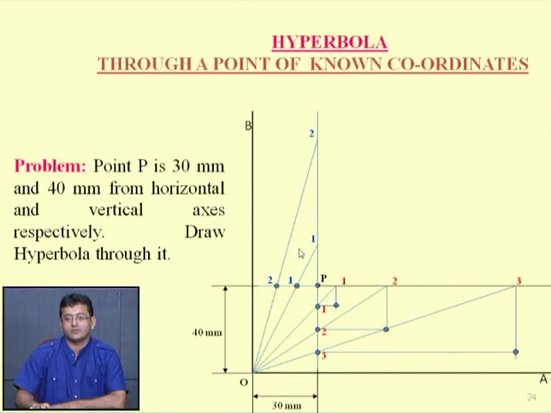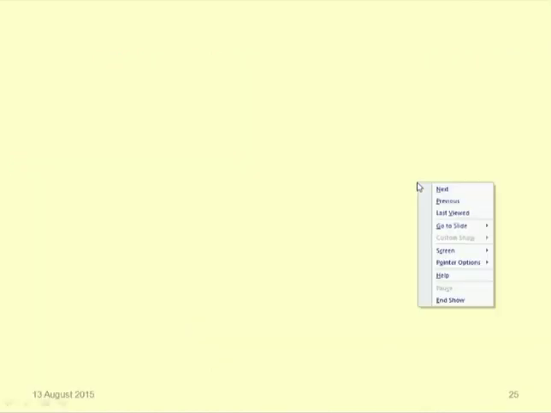Similarly, from here draw a vertical line, and from here at point 2 draw a vertical line. Similarly, from point 1 draw a horizontal line, and from point 2 draw a horizontal line. Locate these intersecting points. Now join all these intersecting points, and we can get a hyperbola. So I hope you can understand how to draw a hyperbola by this rectangular method.